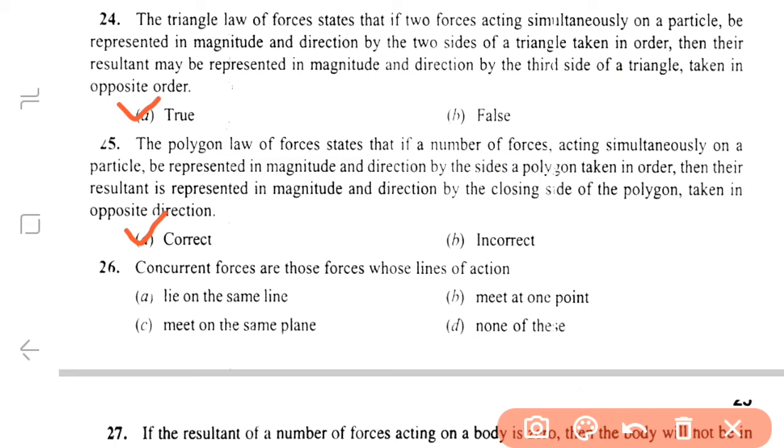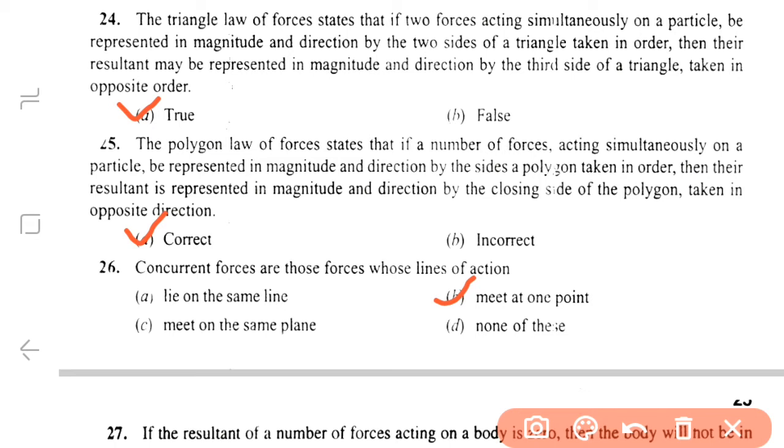Now, next is question 26. Concurrent forces are those forces whose lines of action, option A is lie on the same line, option B is meet at one point, option C is meet on the same plane, option D is none of these. And here correct option is option B, that is meet at one point. Concurrent forces are those forces whose lines of action meet at one point.